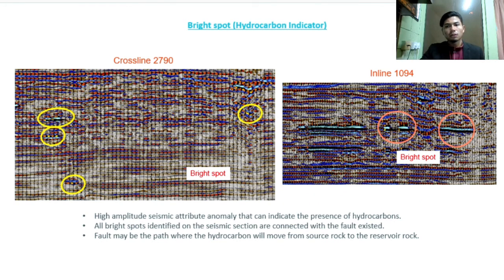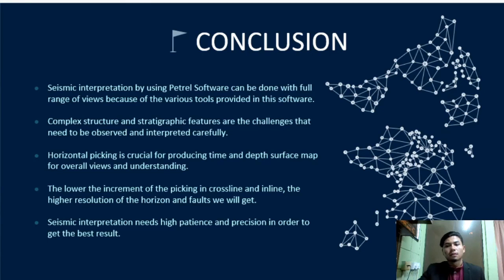Bright spot is one of the hydrocarbon indicators. This is because hydrocarbon shows high amplitude in seismic attribute anomaly, and from that we can indicate the presence of hydrocarbon. So most of the bright spots in the Bundi field section are associated with the fault. So we can say that the fault is becoming a good trap for the hydrocarbon, which we can call a structural trap. So we have come to the conclusion of this project.